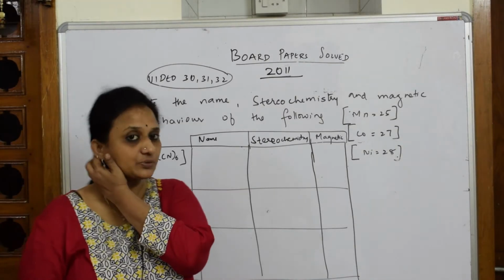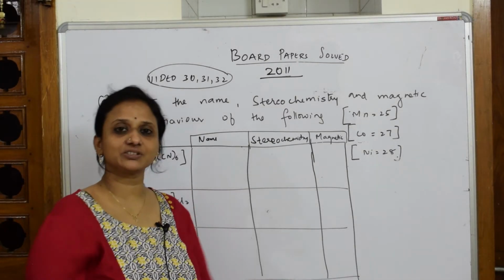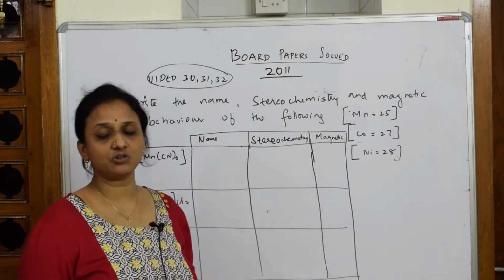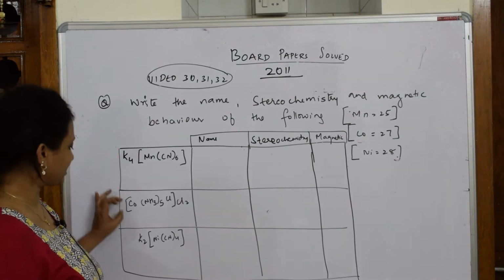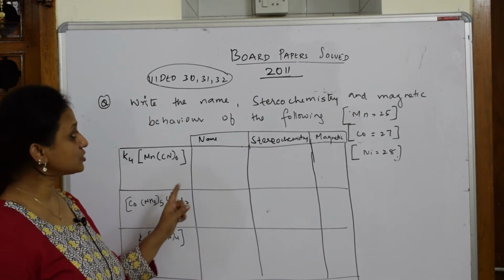Let us come back and solve this 2011 paper. Very interesting questions given here. They've clubbed 2 to 3 concepts together. Let's see, what do they ask us? They've given you certain complexes like this, and they've asked us to name the complex.